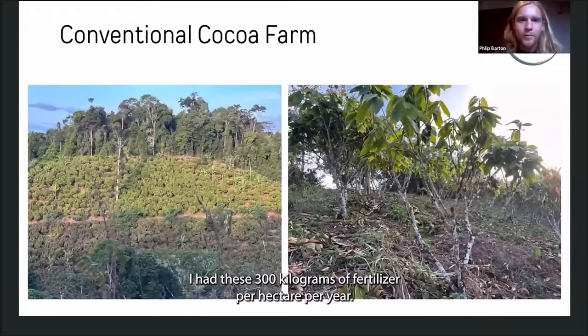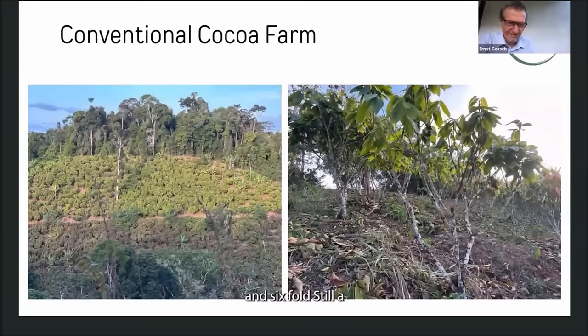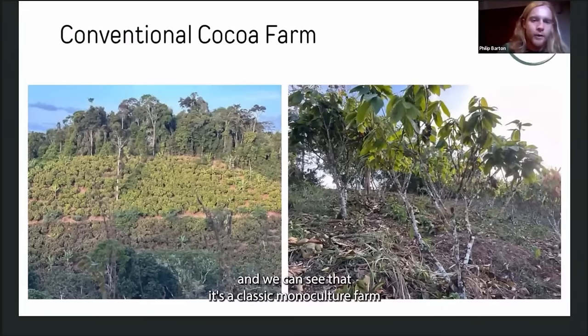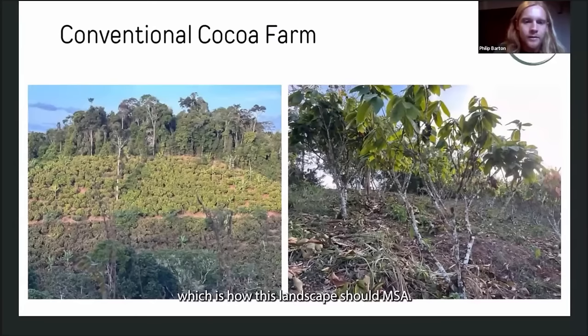That's correct? Correct. Yep. And six-fold still liquid fertilizer on the leaves additionally. So that's the prescription from the agronomists in the area. And we can see that it's a classic monoculture farm with no overstory. As Ernst said, there is this secondary forest in the back, which is how this landscape should imitate.